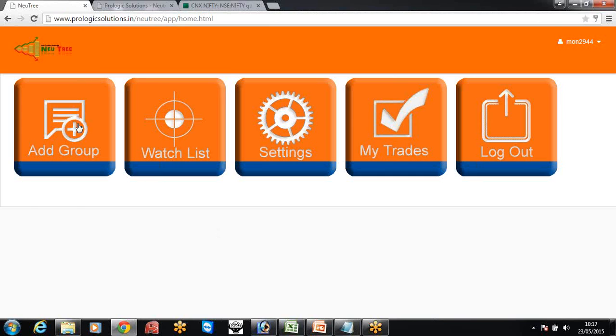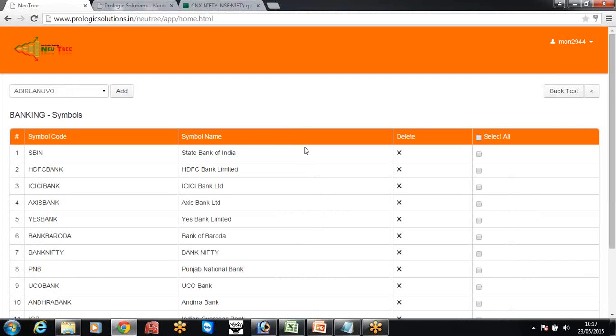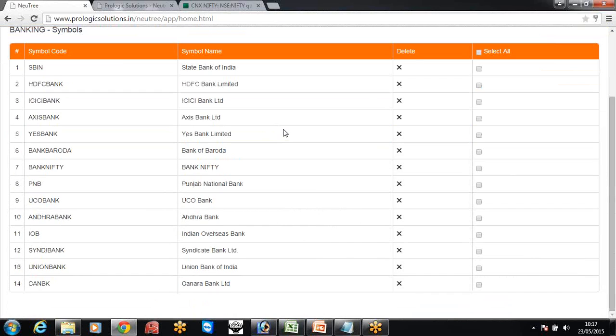So here, correlation in the sense, let's say we will have to add scripts which are in banking into the banking pack, and we cannot mix the banking with IT or auto. So we have segregated certain groups wherein we have put the symbols. Now let's say banking. Banking we have two, banking one and banking two.